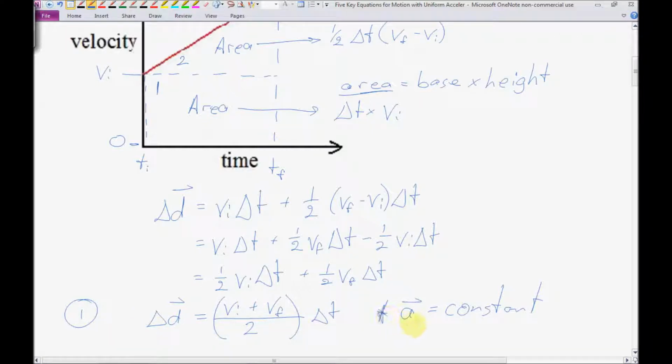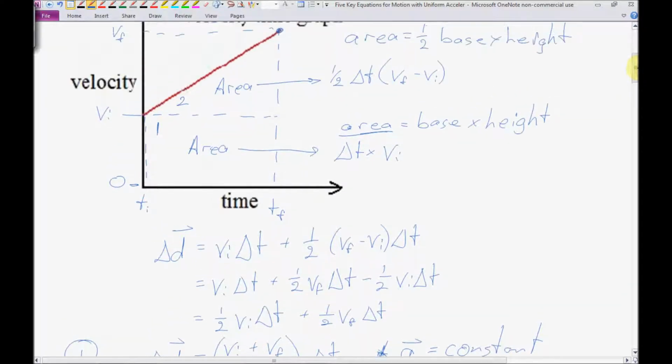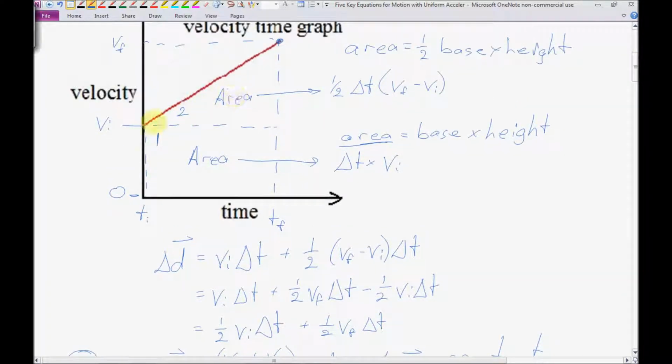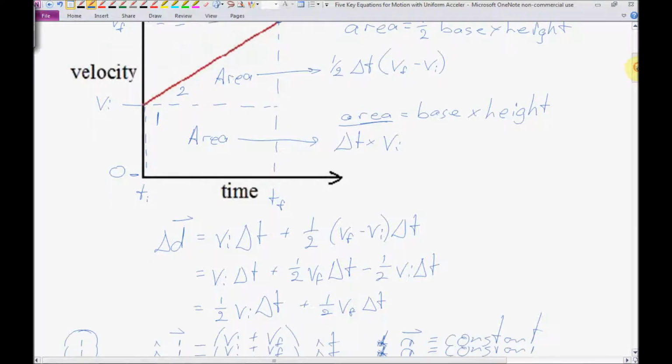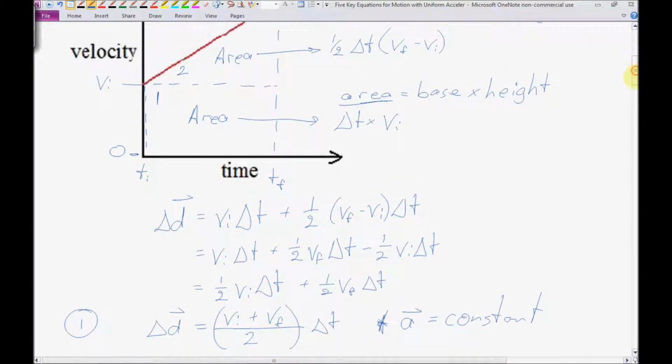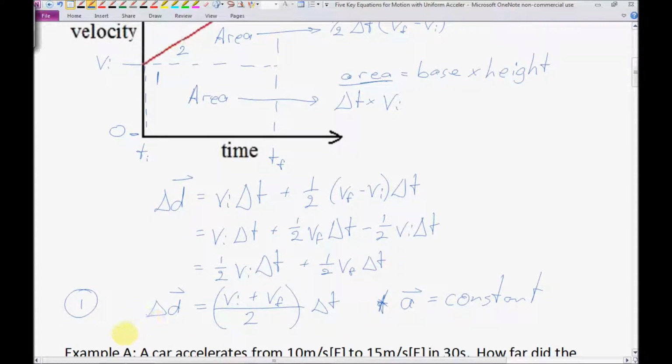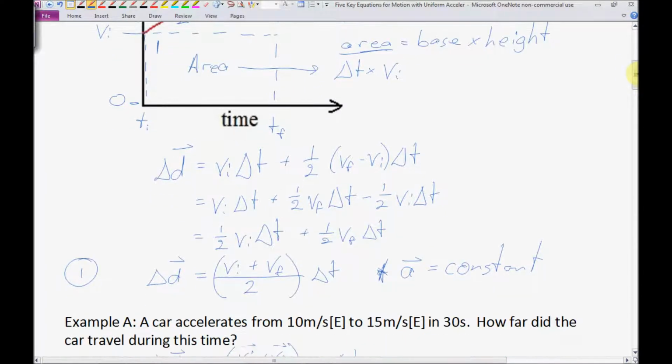Now I've stated here that for this equation to be valid, the acceleration must be constant. That's because we're calculating the area under this triangle and assuming that this is a straight line. If acceleration wasn't constant, then this line would not be straight. It would be a curve as opposed to a line, so we'd have to use something else to calculate the area under the curve. But for accelerated motion that's constant, we can use this equation: displacement equals (vi plus vf) over 2 times delta t.